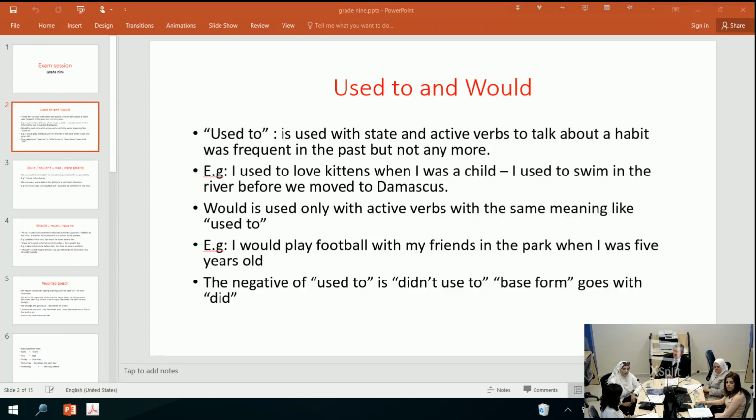So the difference between I'd when it is contracted: if it is followed with verb 3, it is had, past perfect. If it is followed with the base form, it should be would. But here in used to and would, both are followed by an infinitive, the base form. Now let's move to the following slide.